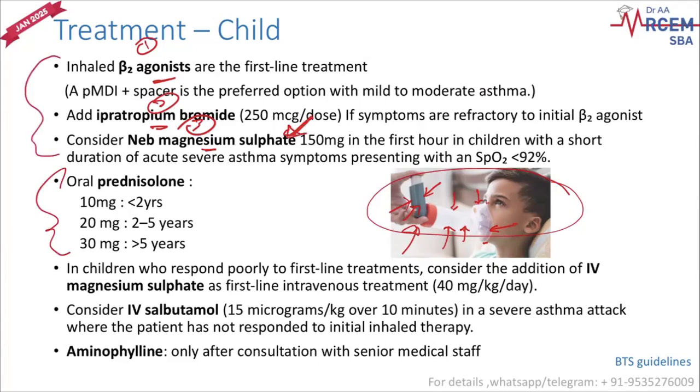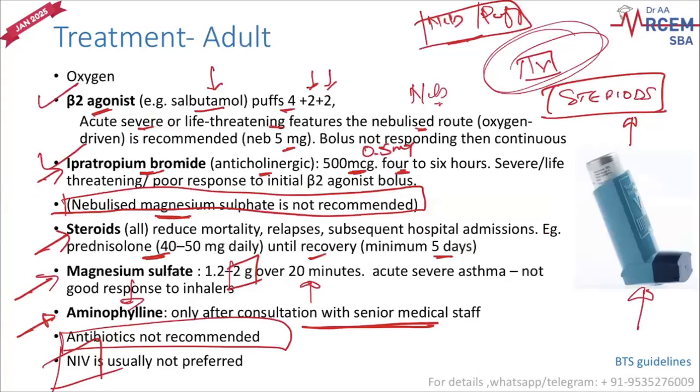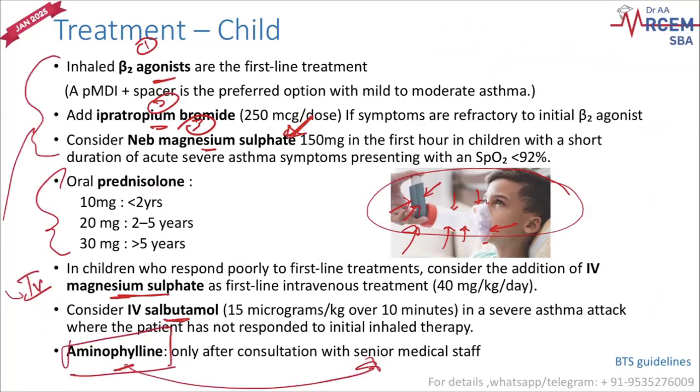If they are not responding to the nebulizer, what do you do? Then you start on IV drugs. The first line of IV drug is magnesium sulfate. The second line of IV drug is IV salbutamol. The third line is aminophylline. Before you start aminophylline, you need to have senior medical advice, similar to that of the adult. In adults also, we said the same thing. The same thing holds good for the pediatric age group.